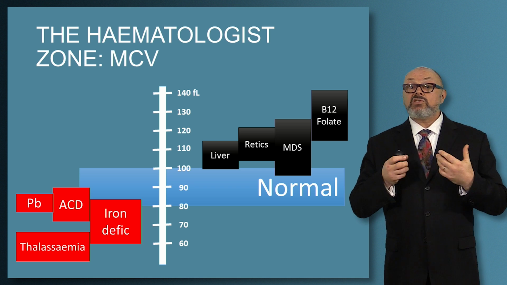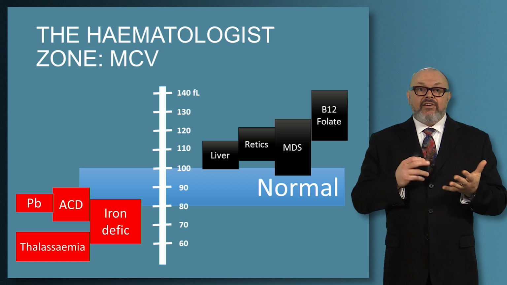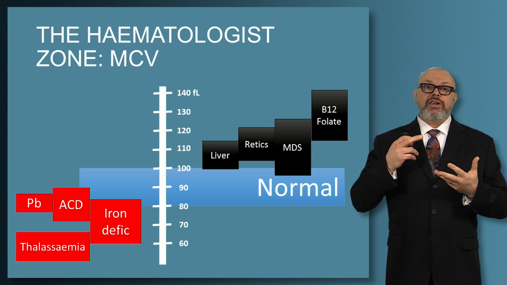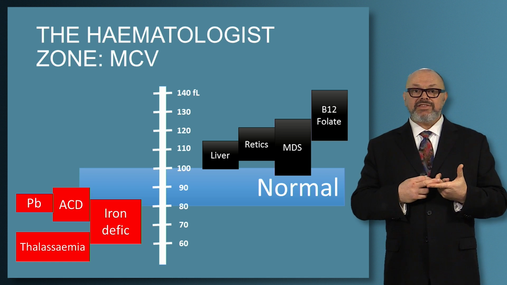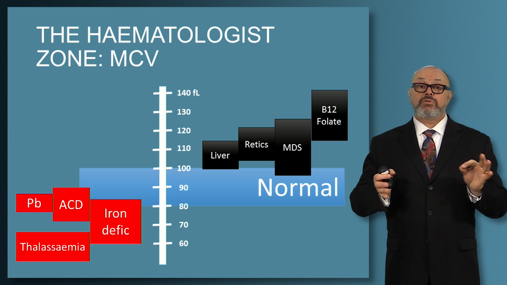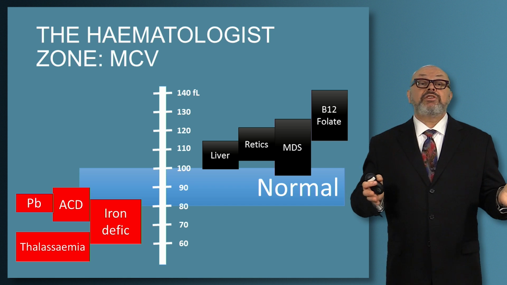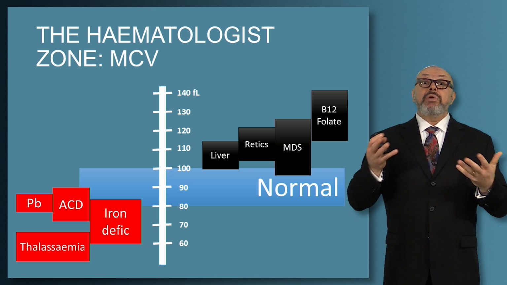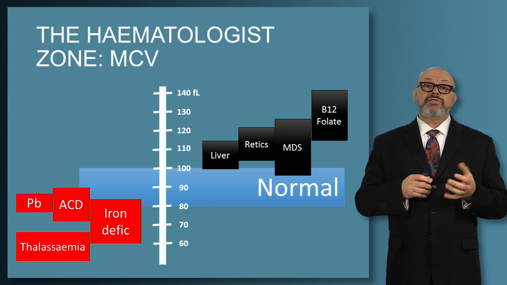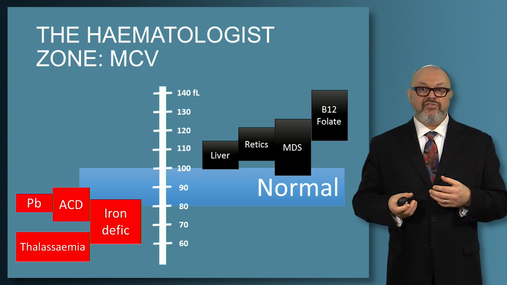When the MCV is small, say lower than 80, think of lead poisoning, the anemia of chronic disease, iron deficiency, and thalassemia. And a handy thing to remember is the very smallest red blood cells are seen in thalassemia. The MCV can be down to the 50s. And the very biggest red blood cells are seen with B12 and folate deficiency, with the MCV up as high as 140.